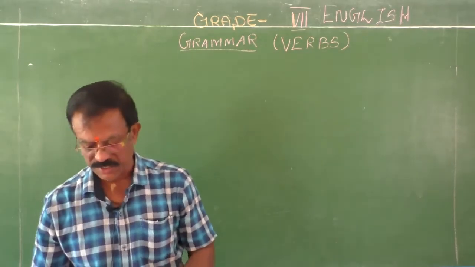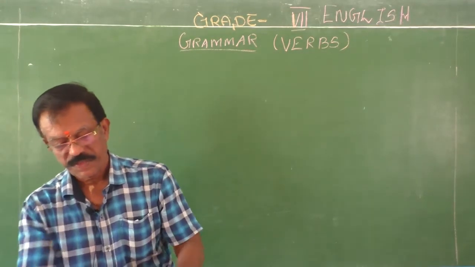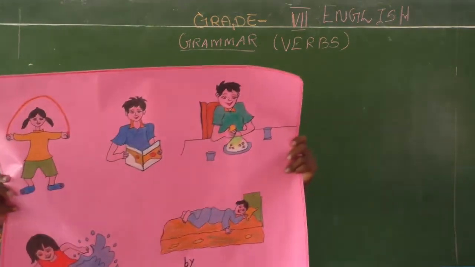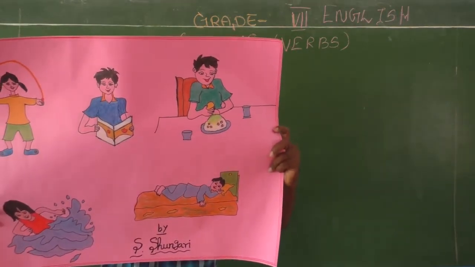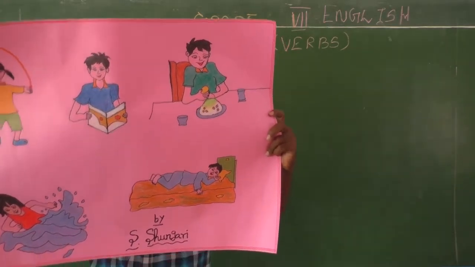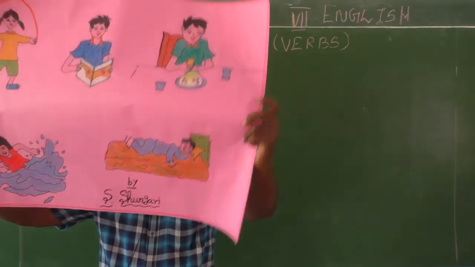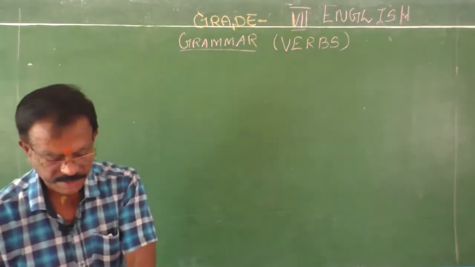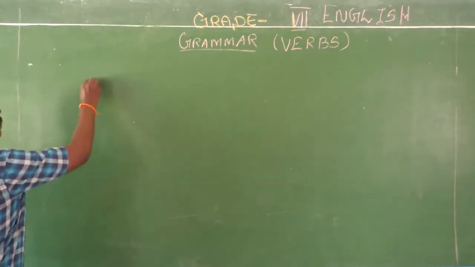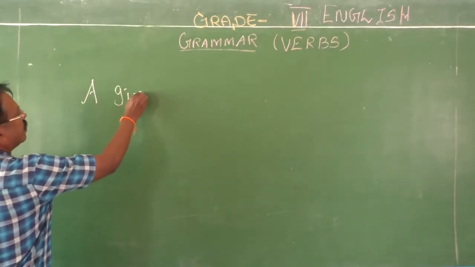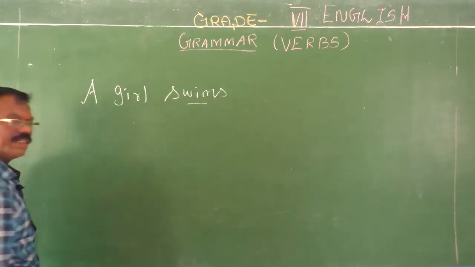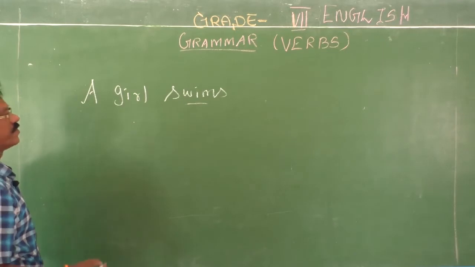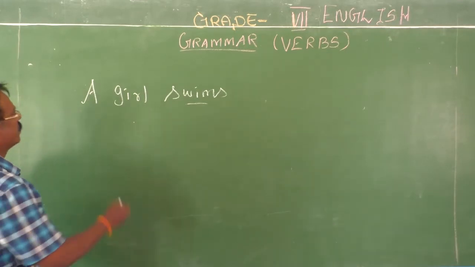See these pictures, just to recall. A girl skips. A boy reads. A boy eats. A girl swims. And a boy sleeps. Okay. A girl swims. Action verb. They are action verbs. Therefore, they are called action verbs.